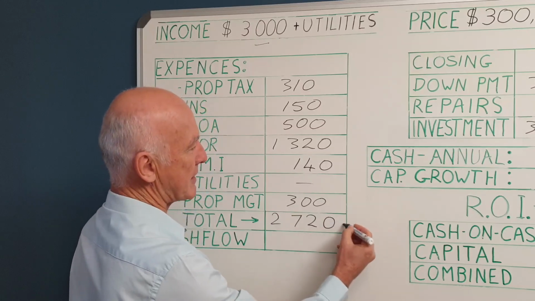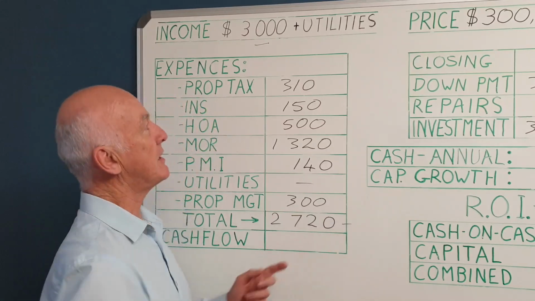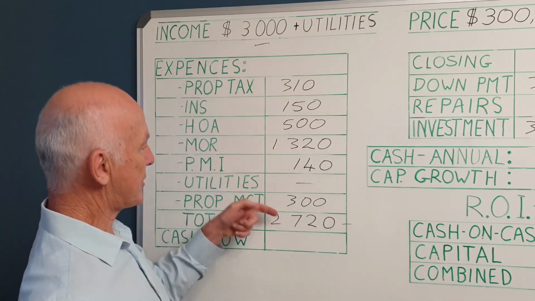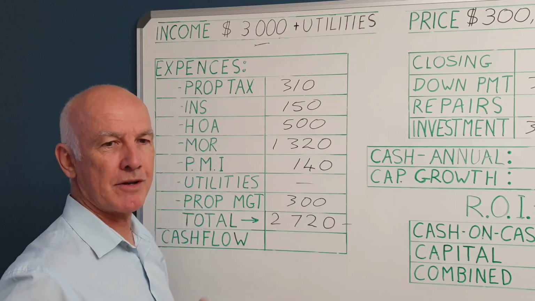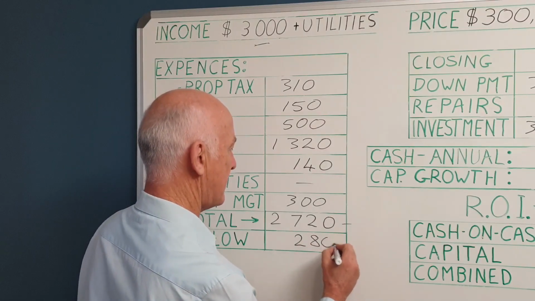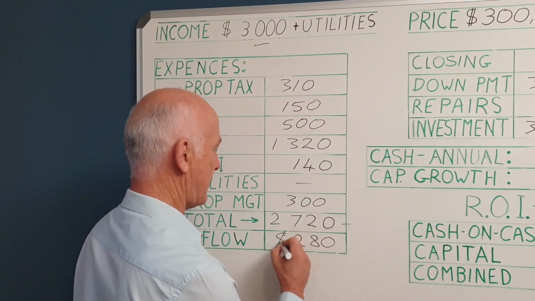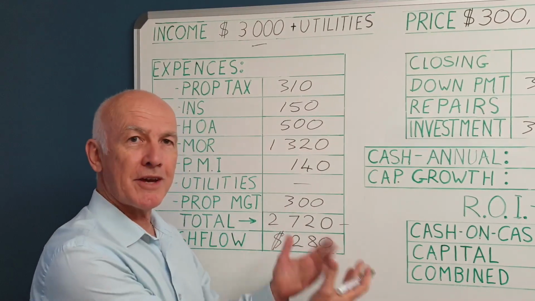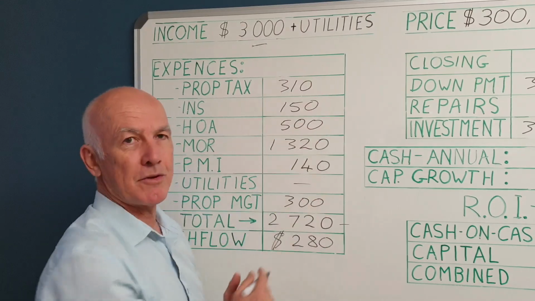Your monthly expenses here are $2,720, but your income is $3,000. So the difference between your income and your expense is your net cash flow. In this case, it's $280 a month. $280 a month is what you can expect. We call this positive cash flow because your income is greater than your expenses.